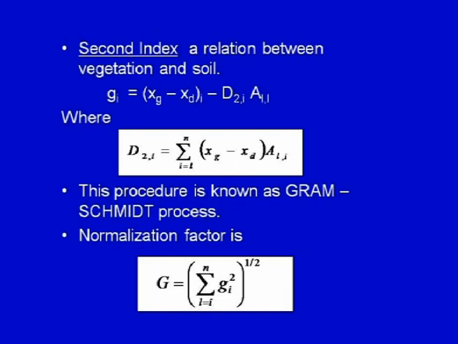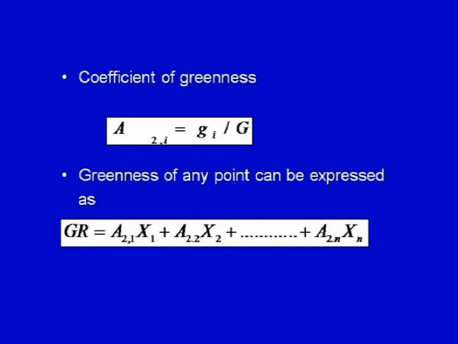Having done this, we now find out the normalization factor G in a very similar manner as we have found for B. We can now compute the coefficient of greenness, which can be represented as A21, which is equal to GI divided by capital G, and thus the greenness of each point can be computed in the same manner as it has been done for brightness information.